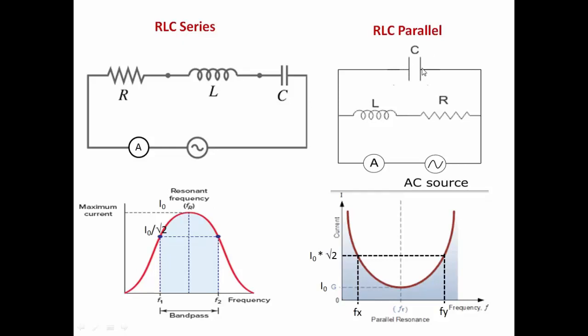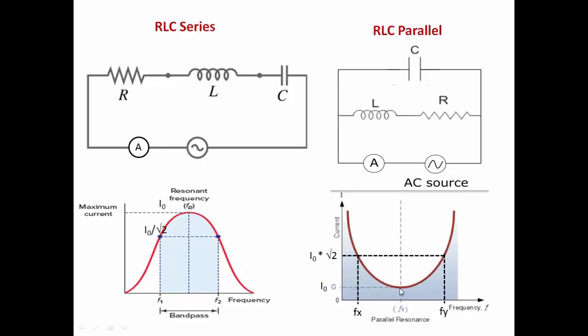Similarly, in the parallel RLC circuit, the capacitor is connected in parallel, and the inductor and resistor are connected in series. Here also, by varying the frequency, about 100 Hz, 150 Hz, 200 Hz like that, we are measuring the corresponding current of the circuit. See, in the parallel RLC circuit, initially the current is maximum. As you increase the frequency, the current goes on decreasing and reaches a minimum. If you increase the frequency further, the current increases.